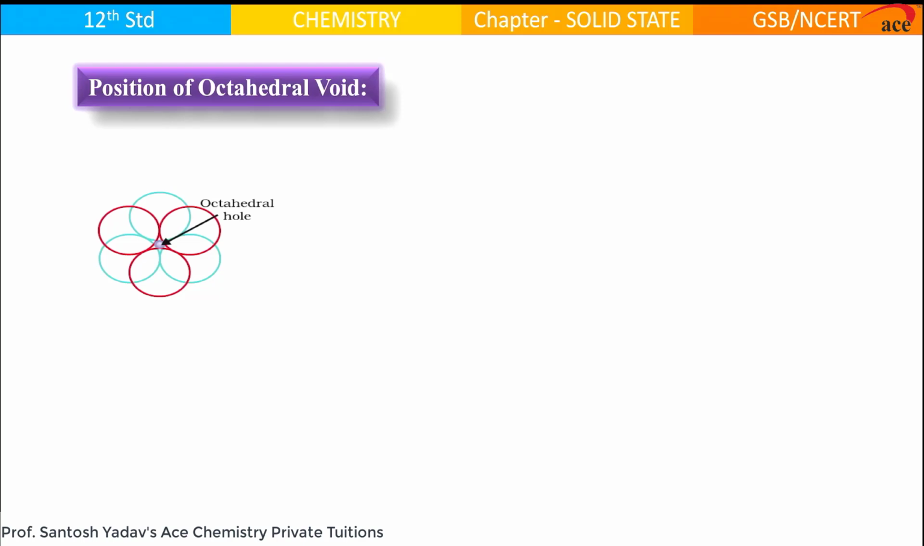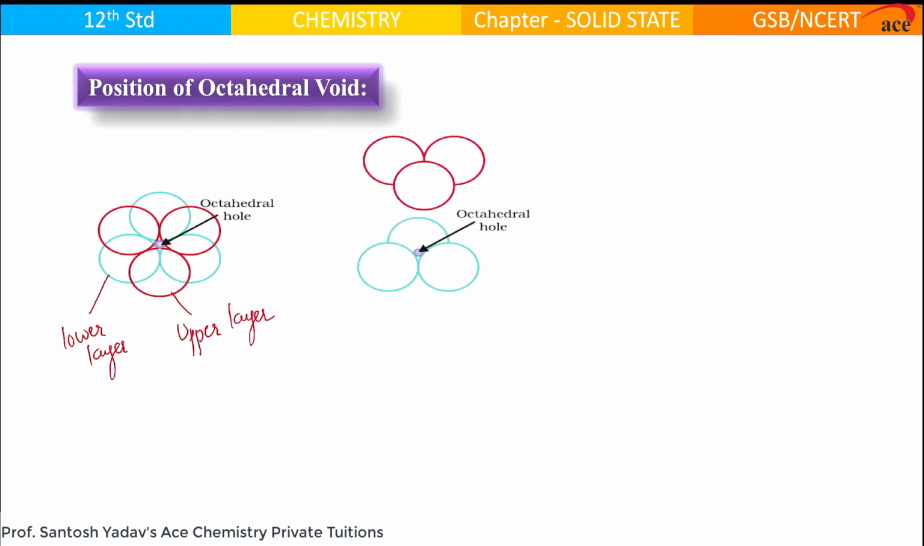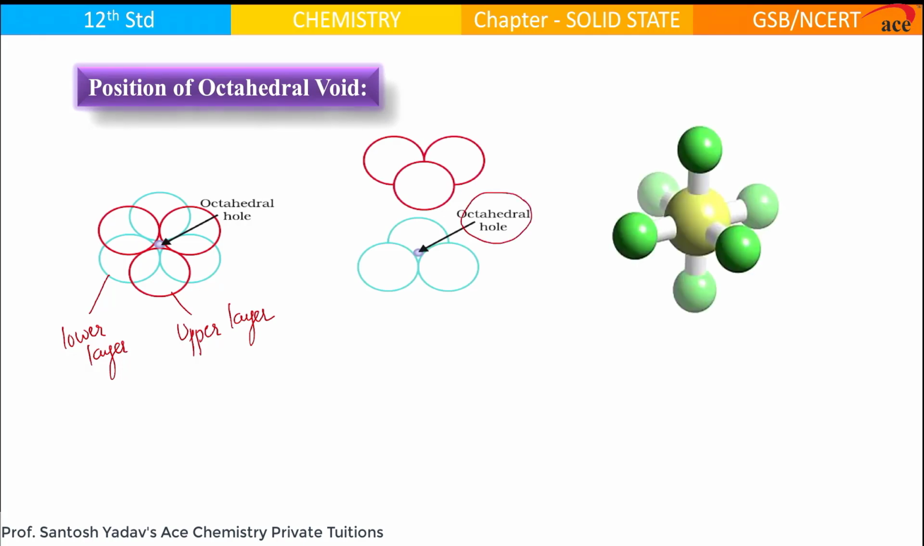Position of an octahedral void, or more information about octahedral void, we would like to understand. Octahedral void, are you able to see? The 3 spheres with a blue colored ball are making the lower layer. This is the lower layer, and the red colored spheres make up the upper layer, and between them whatever is trapped is called an octahedral void. So, here you are able to clearly observe the octahedral void, also called an octahedral hole.